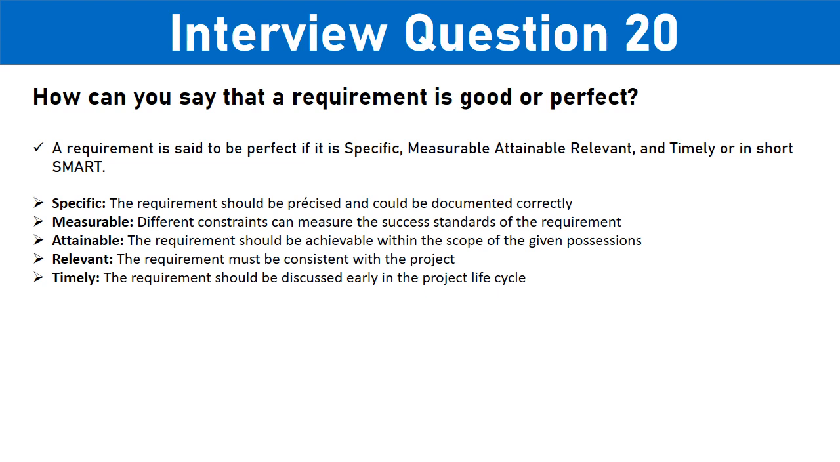Interview question 20. How can you say that a requirement is good or perfect? A requirement is said to be perfect if it is specific, measurable, attainable, relevant, and timely, or in short, SMART.